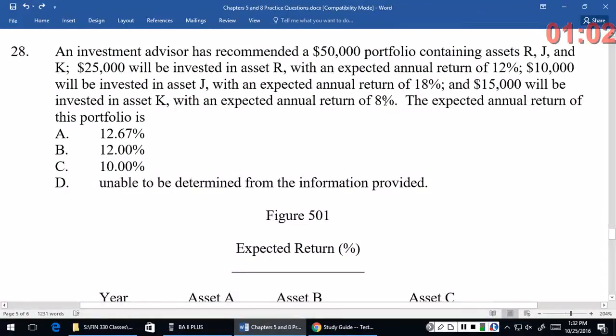We've got a $50,000 portfolio, 3 assets, R, J, and K, $25,000 invested in R with an expected return of 12%, $10,000 invested in asset J with an expected return of 18%, and $15,000 invested in K with an expected return of 8%. The expected annual return of the portfolio is how much? Well, we can work that out. So the first thing we need to do, since they're not given to us, is we need to calculate the percentage weights.